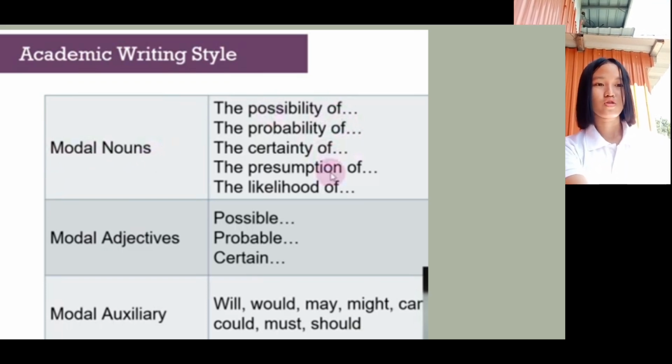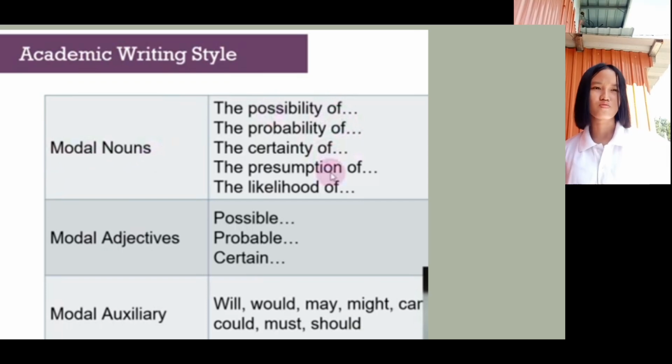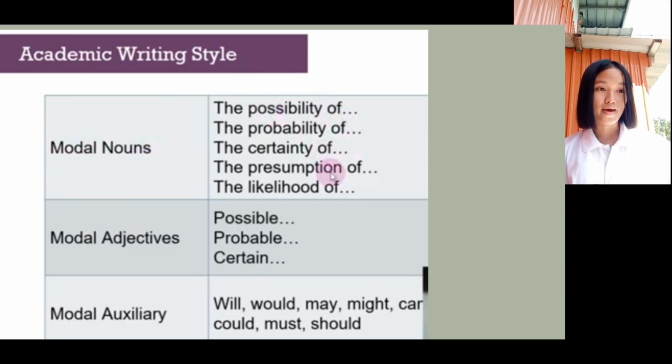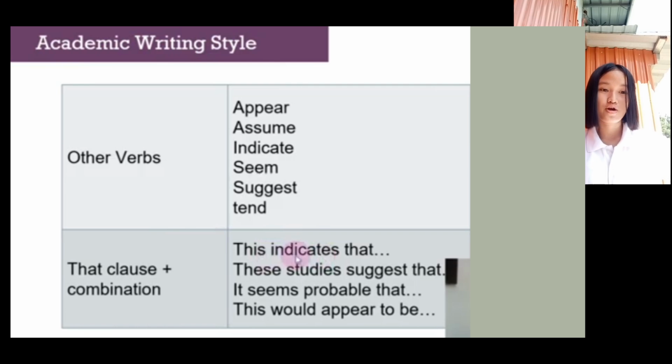Let's go next to the modal auxiliary. Mao na siya ang mga words sa modal auxiliary: will, would, may, might, could, must, should. And next to other verbs: appear, assume, indicate, seem, suggest, tend. And the last is that clause plus combination: this indicates that, this study suggests, it seems probable that, this would be, appear to be.